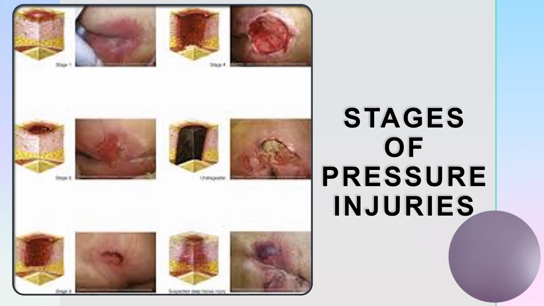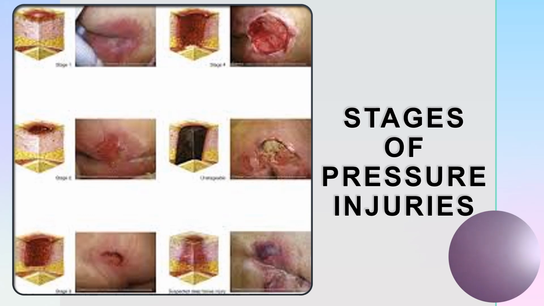Use trapeze bars if possible to enhance patient mobility. In bed, we want to keep that head at least 30 degrees or lower if possible to reduce the shearing forces that are caused when they slide down in bed.